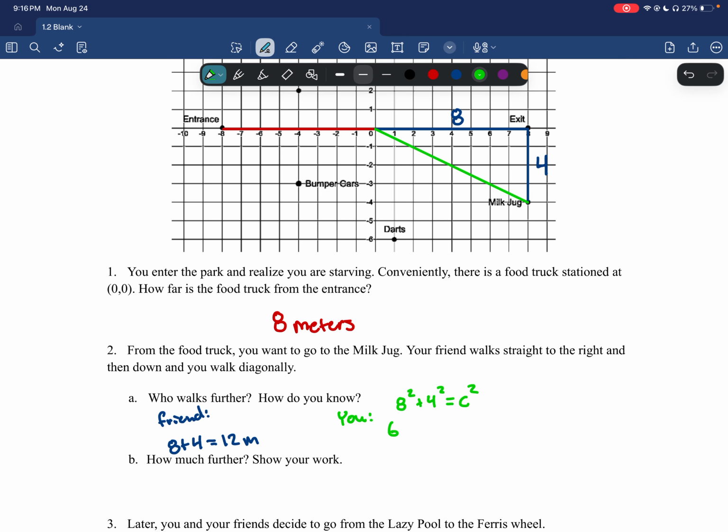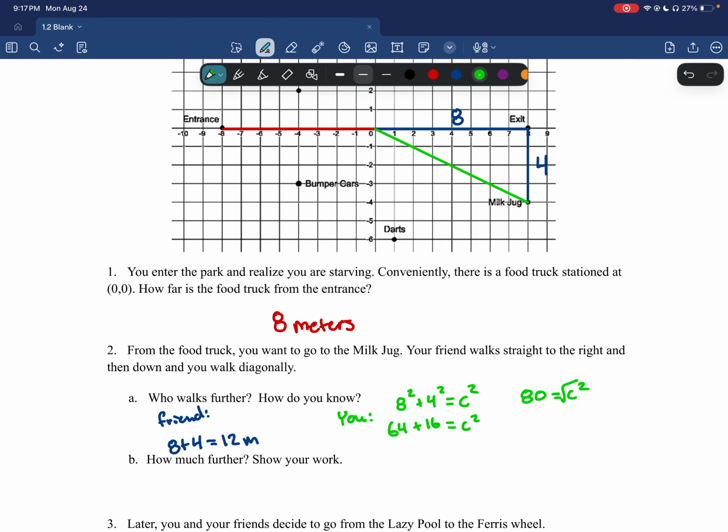8 squared is 64, and then 4 squared is 16. That's still equal to C squared. Then I can do 64 plus 16, which is 80. So 80 is equal to C squared. And then we've got to get C all by itself, so we have to take the square root of both sides.